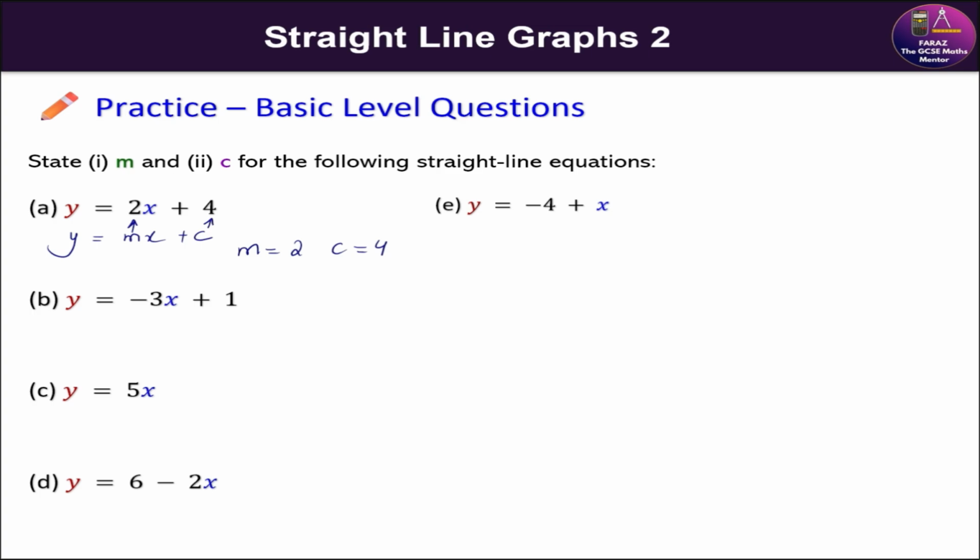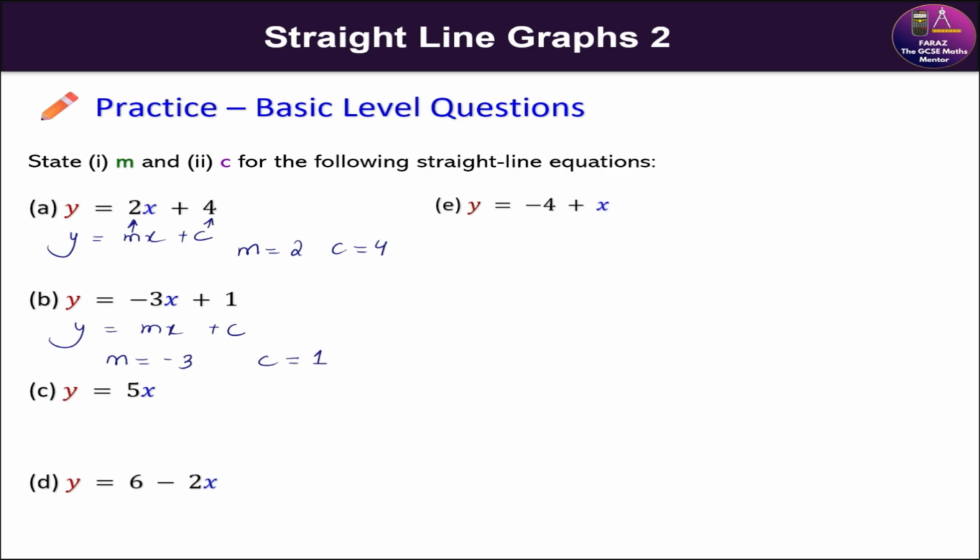Okay, let's move to part B. Y equals minus 3x plus 1. Again, it's already in mx plus c form. So m is negative 3. Y equals mx plus c. M is negative 3 there, and c equals 1.